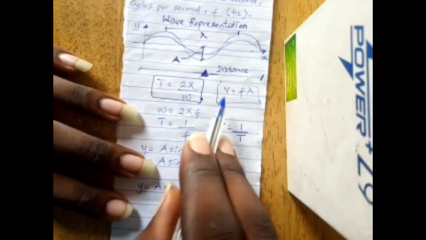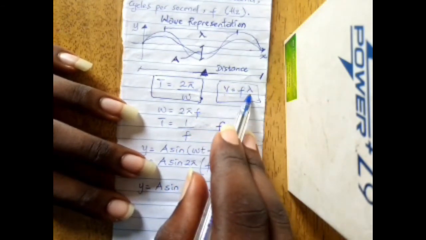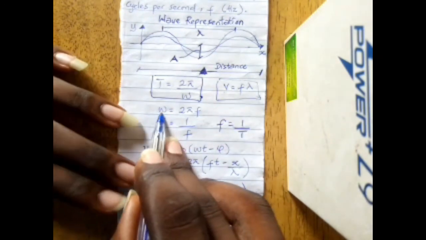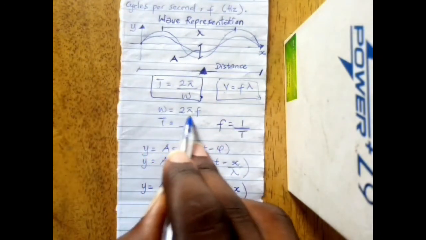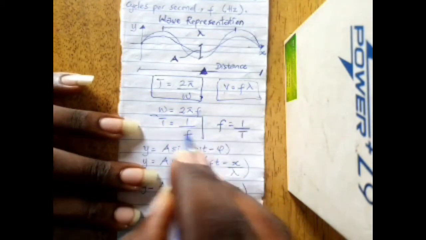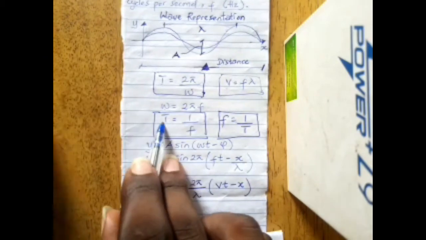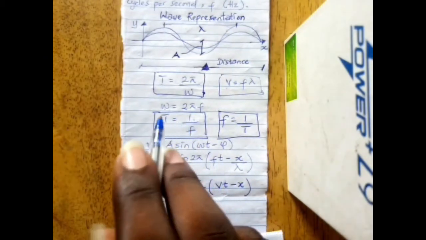And this is velocity, frequency, wavelength. V is equal to F lambda. And also, the angular velocity is equal to 2 pi F. So also, you have the period is equal to the inverse of the frequency.